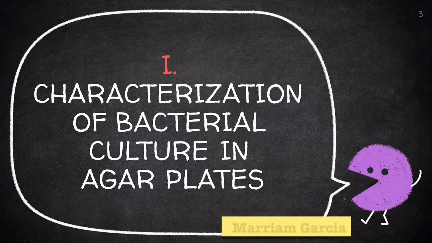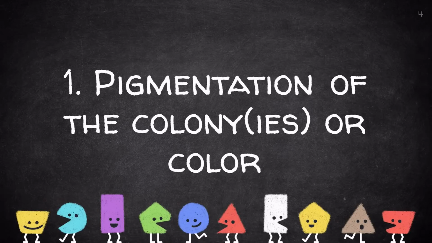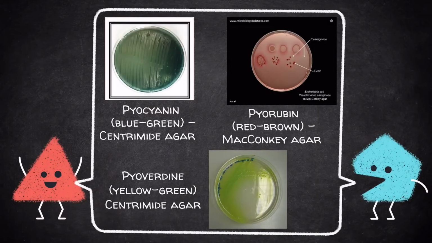So the first part is the characterization of bacterial culture in agar plates. Number 1 is pigmentation of colonies, or color. Pyocyanin, a blue-green pigment, pyoverdin, a yellow-green pigment, and pyorubin, a red-brown pigment, are the three most prevalent pigments in Pseudomonas aeruginosa colonies. As you can see in the picture, the blue-green one is the pyocyanin on a Centrimide agar.